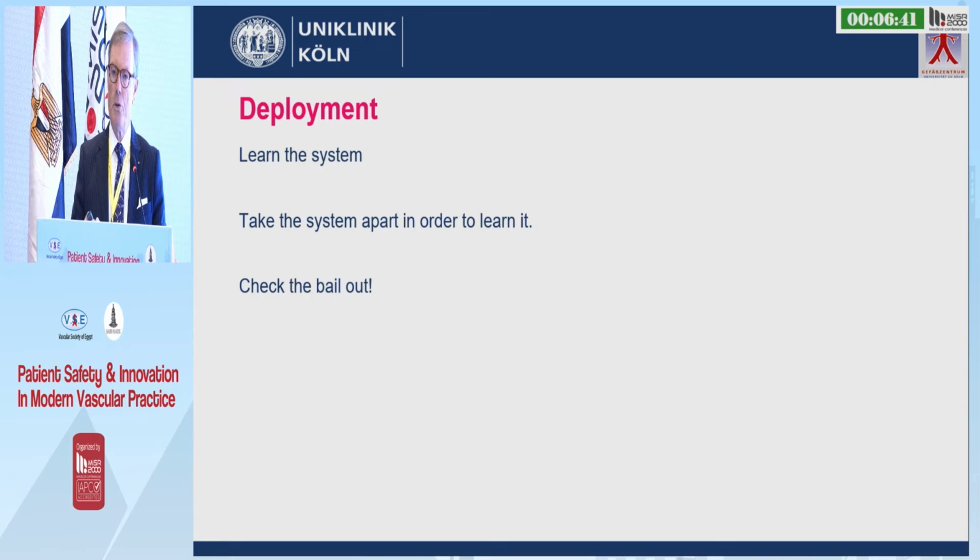For the deployment, I cannot discuss all the 12, 15 stent grafts that are available on the market, but you have to go through the deployment of the system that you are going to use. You have to take it apart, or a dummy take apart, and then you should check whether there are any bailouts.